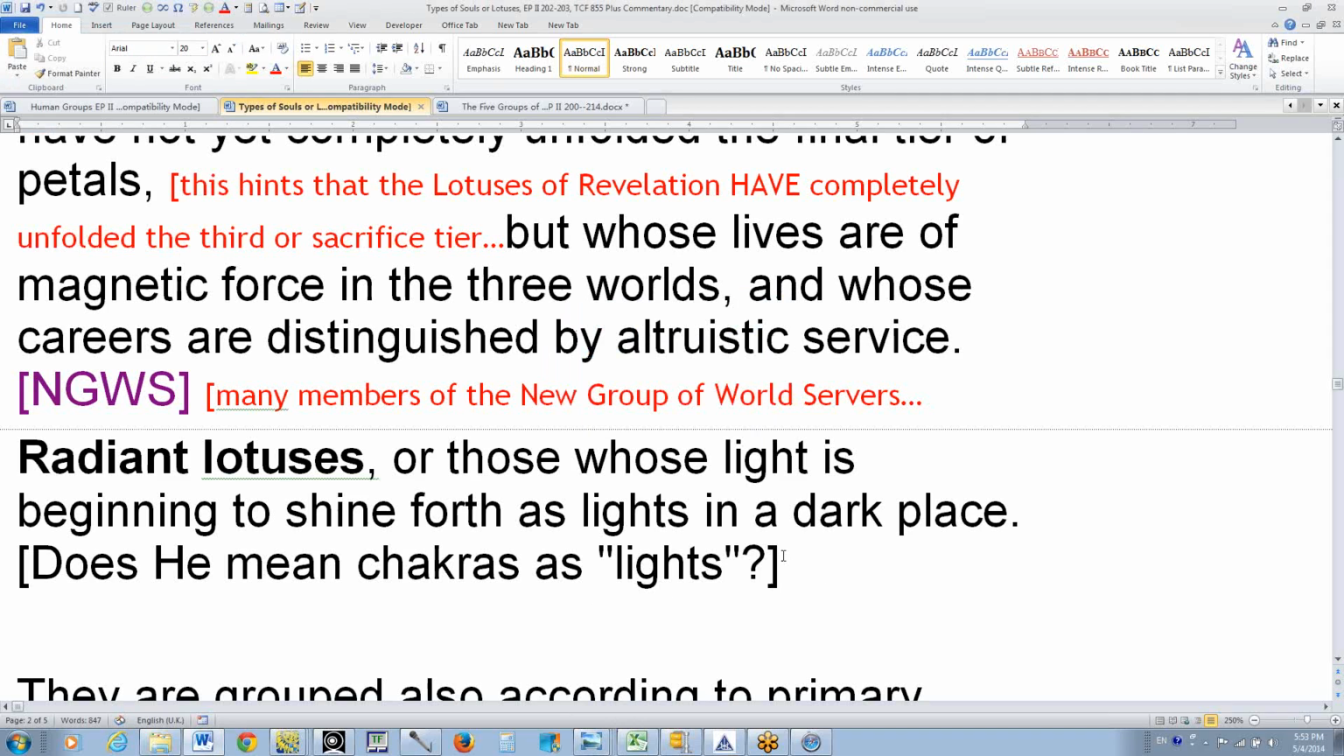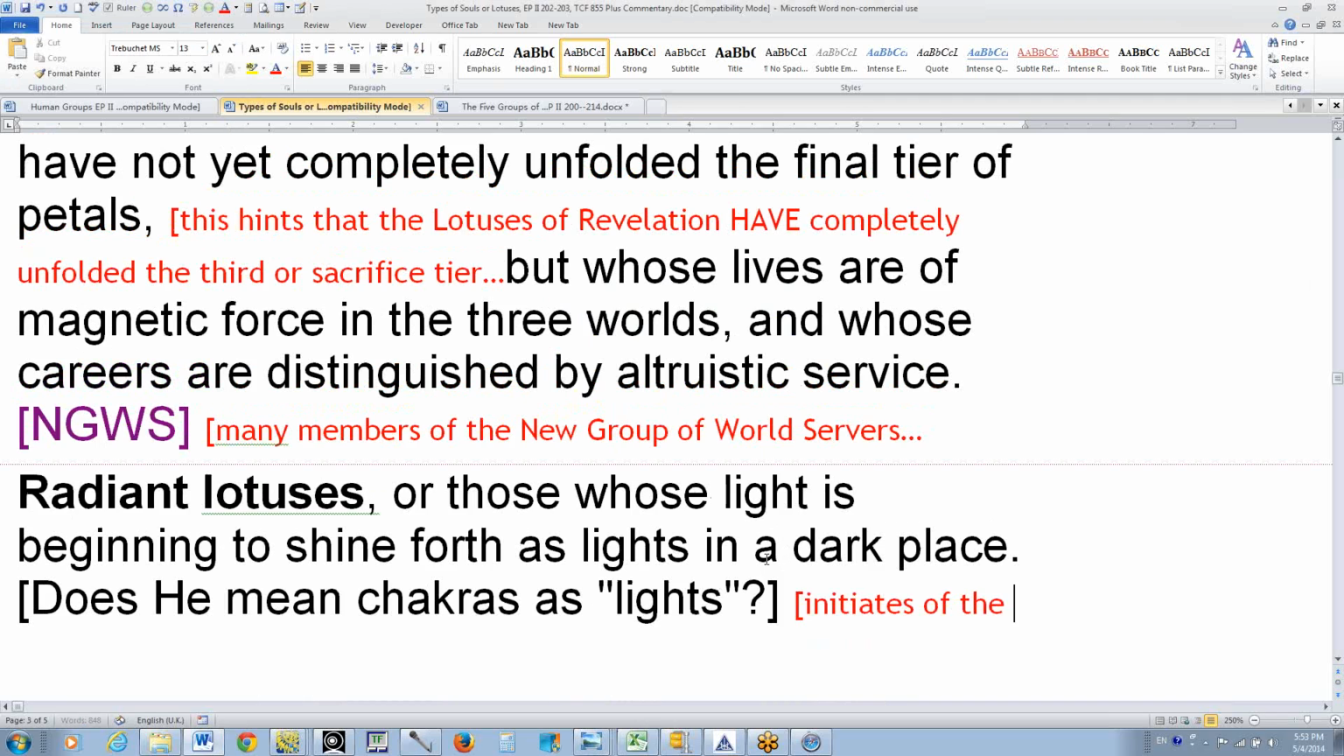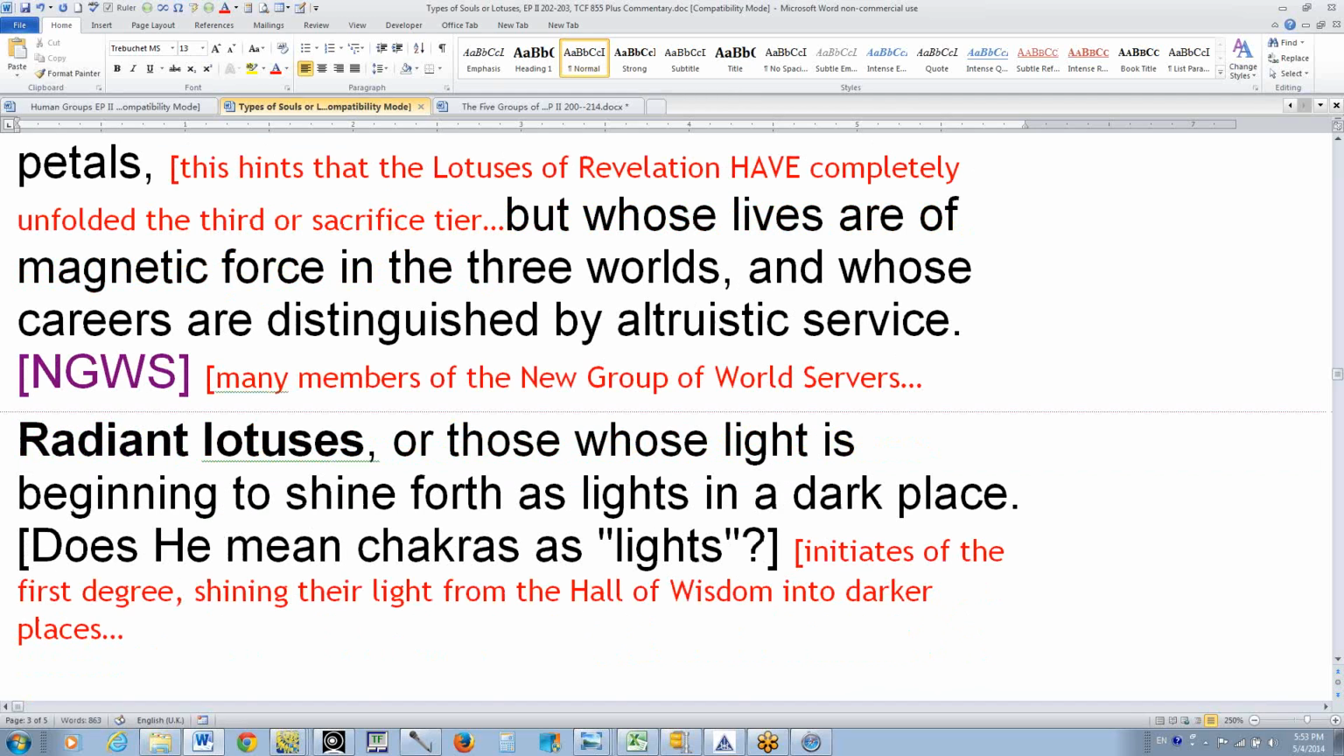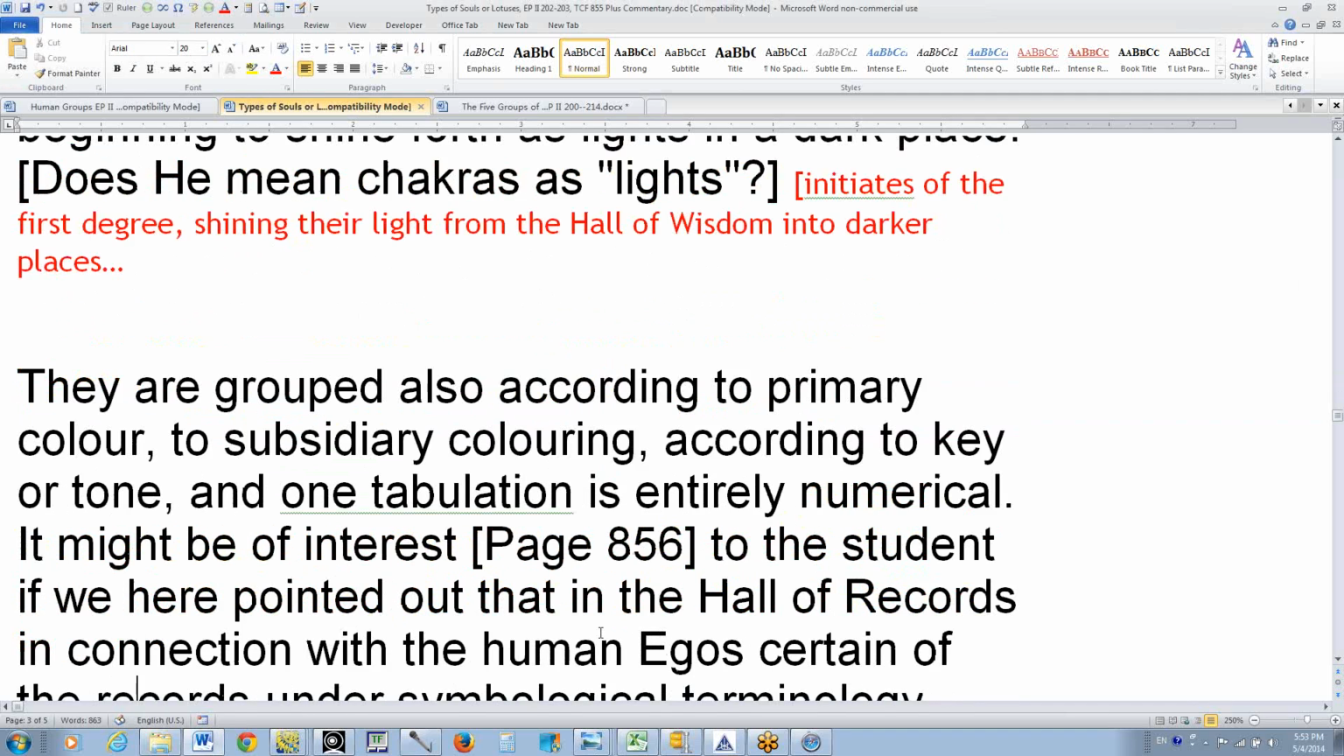So this fits with initiates of the first degree, shining their light from the hall of wisdom into darker places. And that's what initiates of the first degree do. They're told to let their light shine, and they do. And so many of us as students of occultism are exactly in that place.